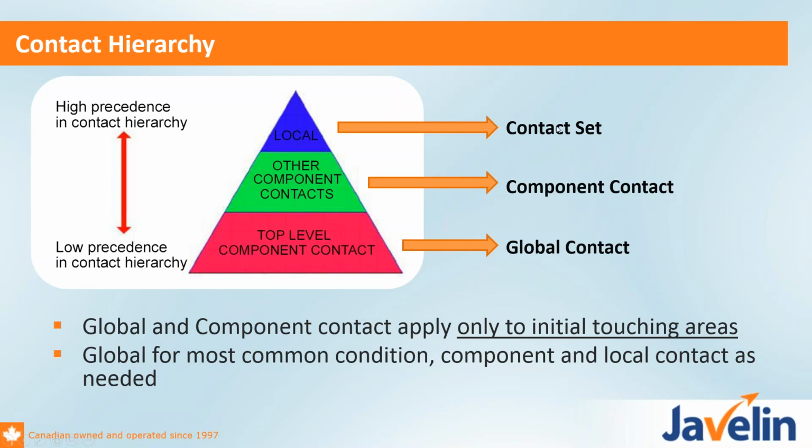So when you get down to the face level, basically the more specific you get, the more precedence that takes. So I can have everything set to bonded, component contact set to bonded, and if I go into my contact set and say these two faces are no penetration, that will take priority. So again, global contact for your most common condition, and then set component and local contact as needed to specify the other contact. Now, global and component contacts only apply to the initial touching areas, as I just mentioned. So if you have some separation in there, manufacturing gaps, gasket spacing, etc., or if you have two parts that start separated and will come into contact during the analysis, you'll need to set that contact manually.